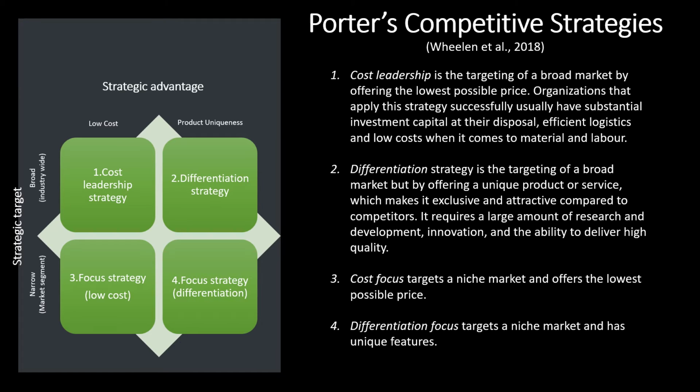The below quadrants, the third and the fourth, play in a narrower market. The bottom left is cost focus, which targets a niche market and offers the lowest possible price, while the bottom right explains differentiation focus, which targets a niche market that has unique features. Some detailed explanations and examples will be mentioned in the next slides.